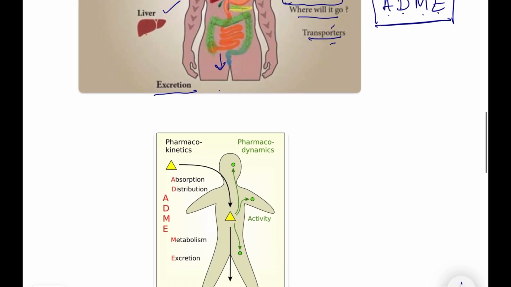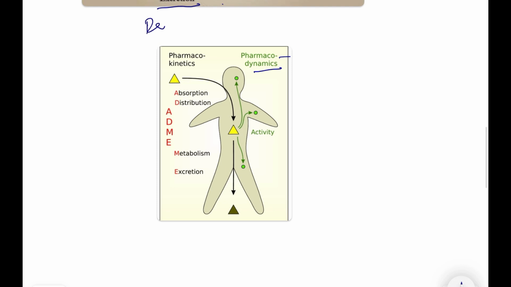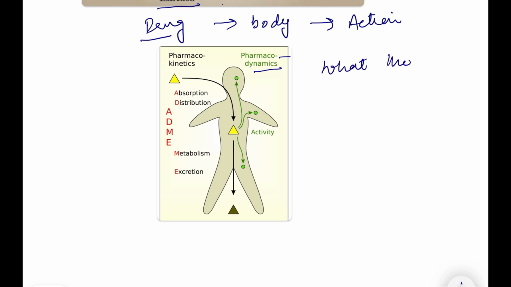Now next comes our pharmacodynamics. That means you have taken a drug. I have another diagram I will show you. You have taken a drug, it has gone in the body. Now is the action time. Correct. So pharmacodynamics is what the drug does to body, how it is showing its activity, action time.